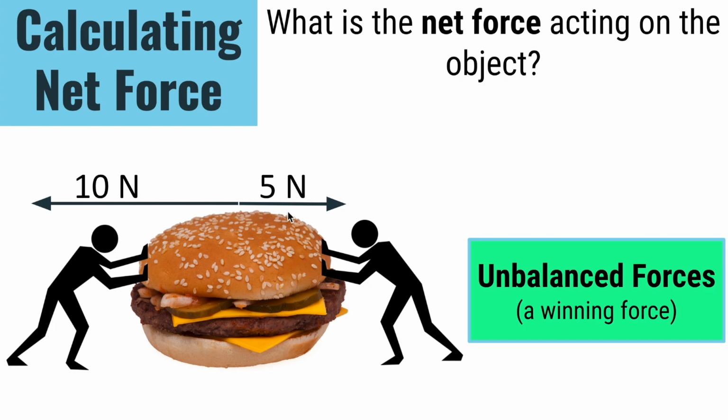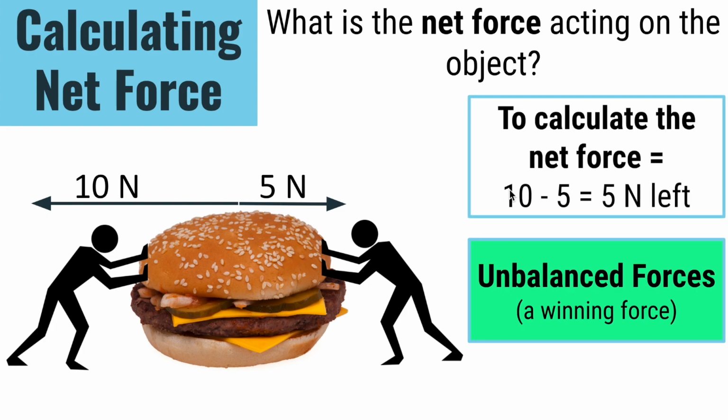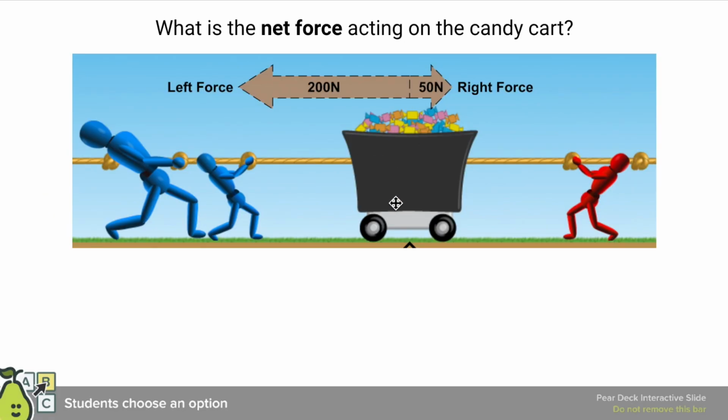And if we wanted to calculate the net force, since 5 newtons is towards the right, that's going to be a positive 5. And since 10 newtons is toward the left, that's negative. So you could either do 5 minus 10 to get negative 5 newtons, or you can just find the difference. 10 minus 5 is 5 newtons, and then add on the direction of the stronger force. 5 newtons left.